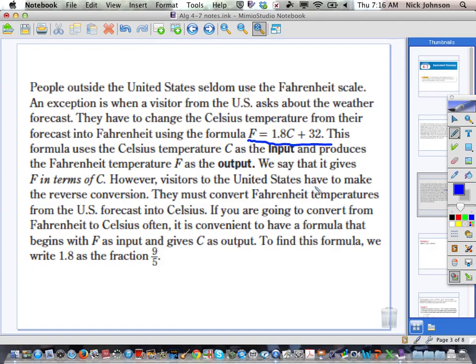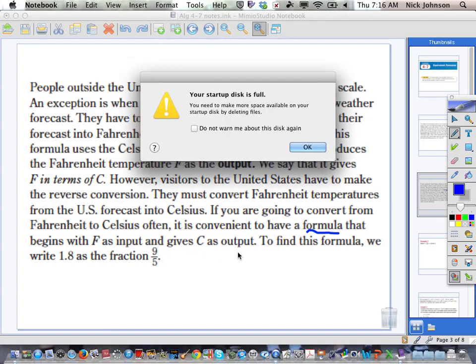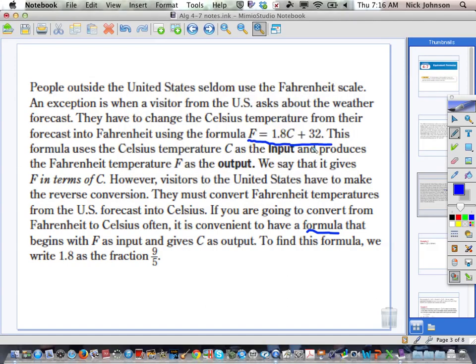However, visitors to the United States have to make the reverse conversion. They must convert Fahrenheit temperatures from the U.S. forecast into Celsius. If you are going to convert from Fahrenheit to Celsius often, it is convenient to have your own formula that begins with F as an input and gives C as an output. To find this formula, we write 1.8 as a fraction, 9/5. So what they did was convert 1.8 to 9/5.